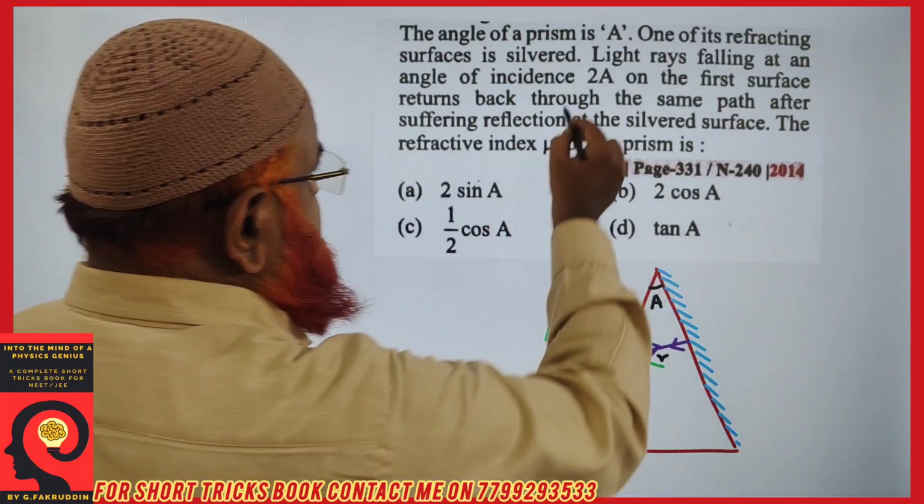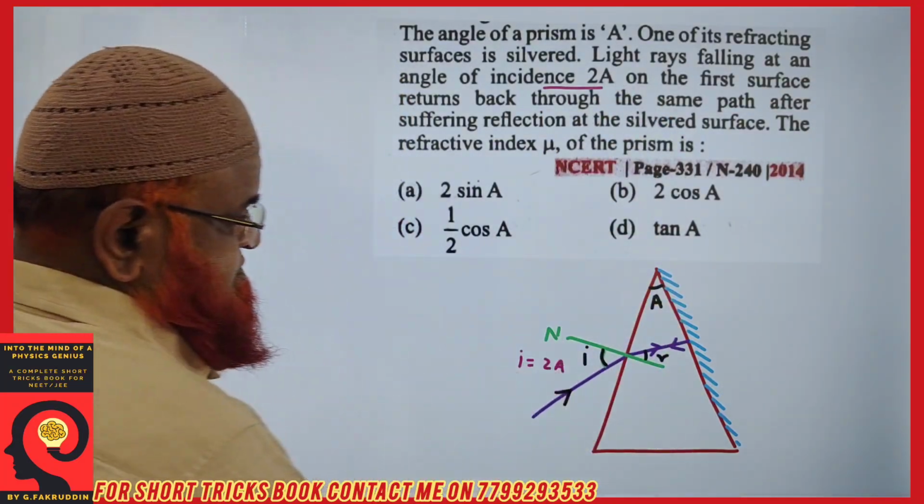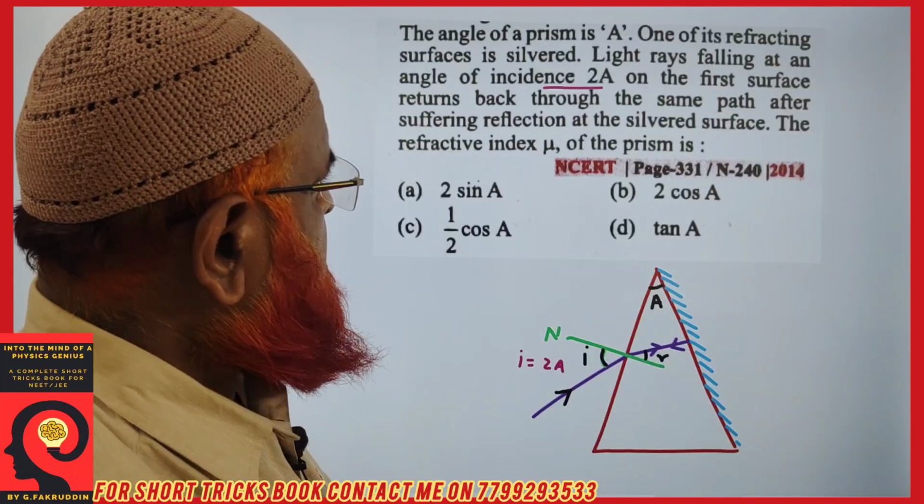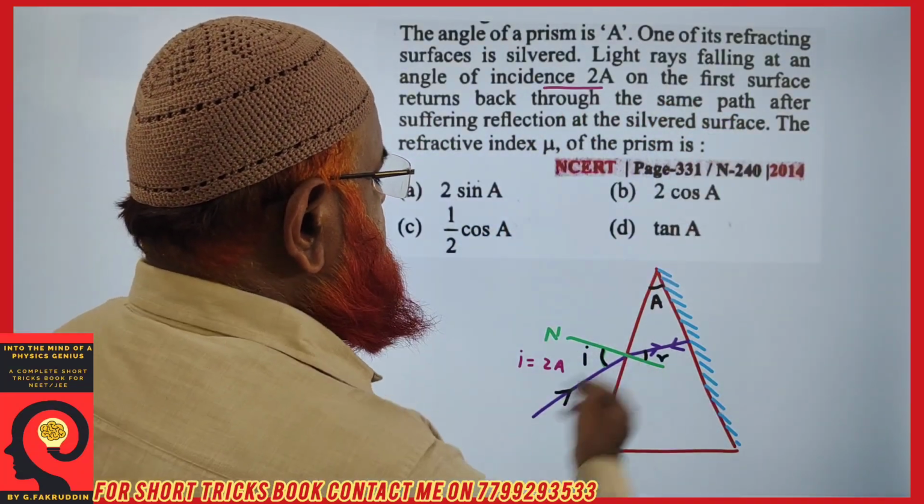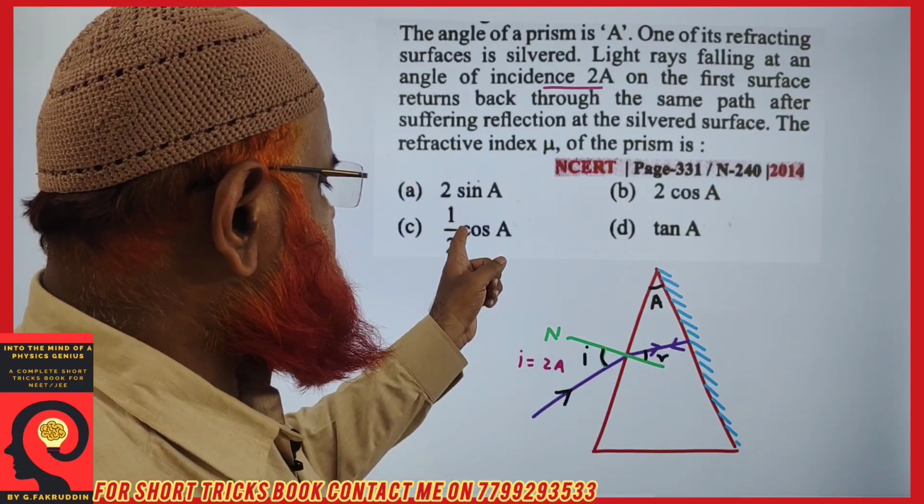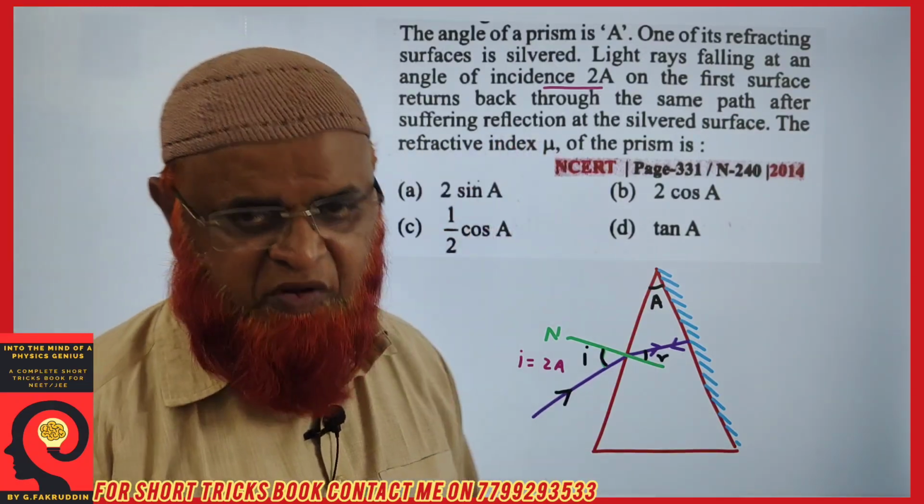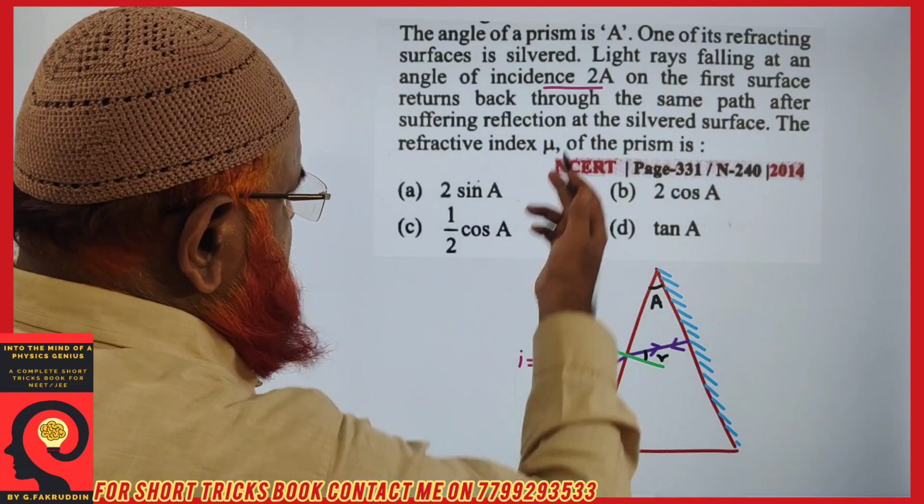What is the angle of incidence? It is 2A. That means here I is equal to 2A, on the first surface, and the ray strikes and returns back on the same path. He is asking us to find the refractive index of the prism. The angle of incidence is 2A.